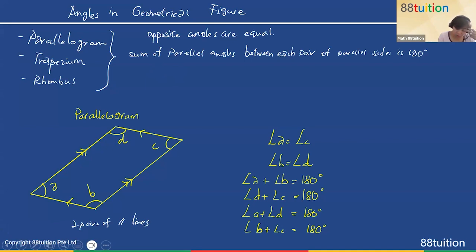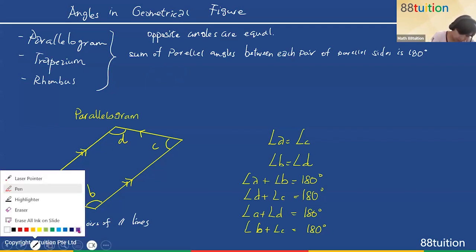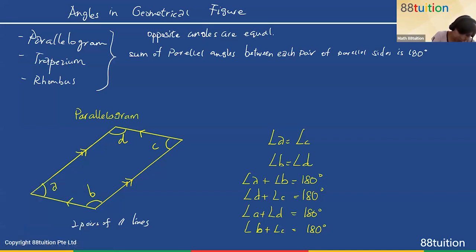Any angle that is in between the parallel lines, for example, let's take a look at this one. You have this parallel line, right? And the angles in between this parallel line must add up to 180 degrees. So which two angles add up to 180? Bottom A and B.